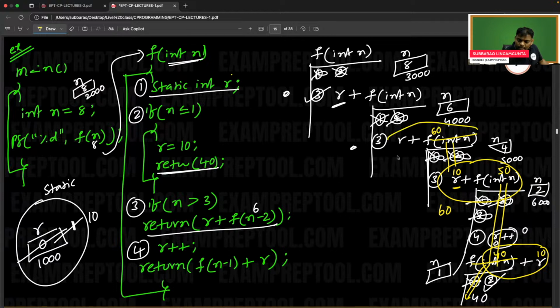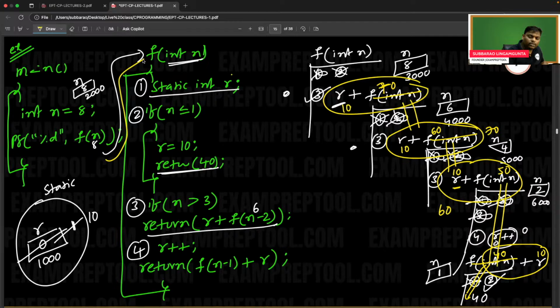60 plus R. R value 10, 70. So where did you come here? Here it is 70. R plus R value is 10. 10 plus 70, 80. 80 will go back to the place from which you came. I think this place you came, that place you will go back. So what is the answer? I think it is going to be 80.